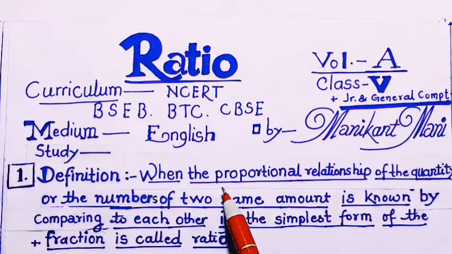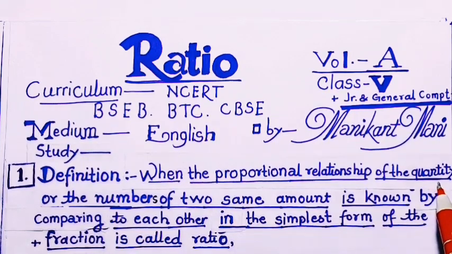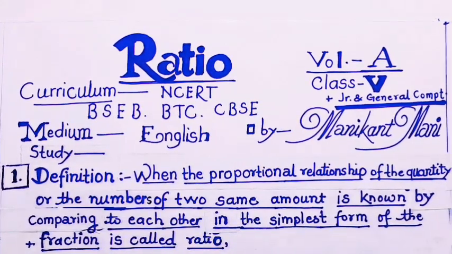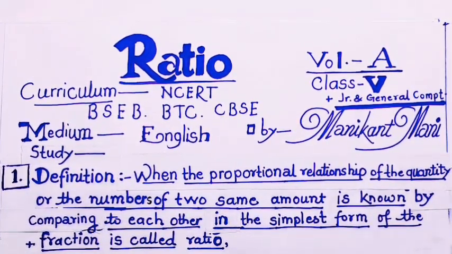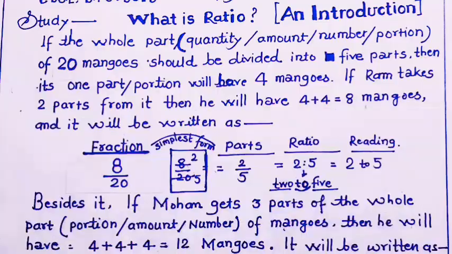When the proportional relationship of the quantity or the number of two same amounts is known by comparing them to each other in the simplest form of the fraction, it is called ratio. This is the definition of ratio, and now I am going to explain it with an example.